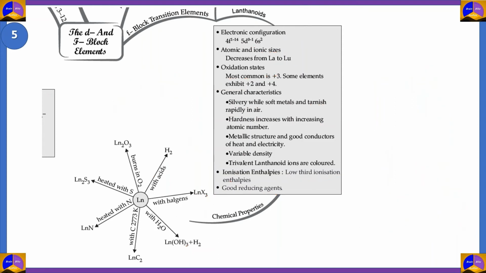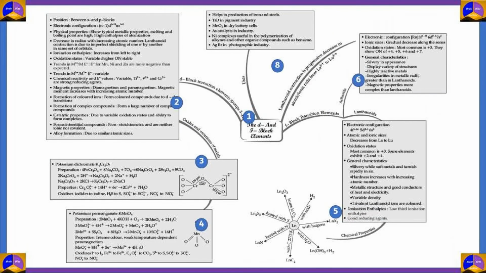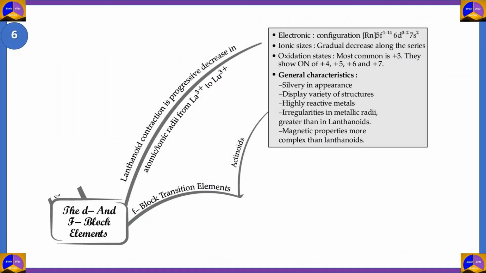So now that we've studied one half of the F block elements, let's look at the other half, actinoids. Now actinoids have a similar electronic configuration as lanthanoids.